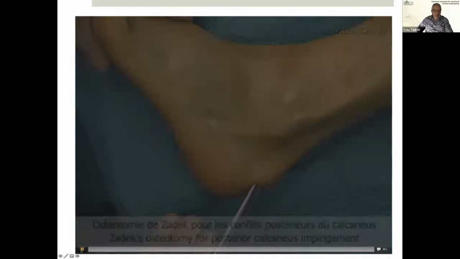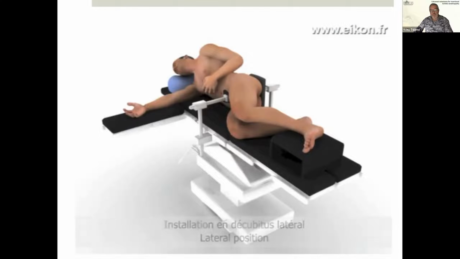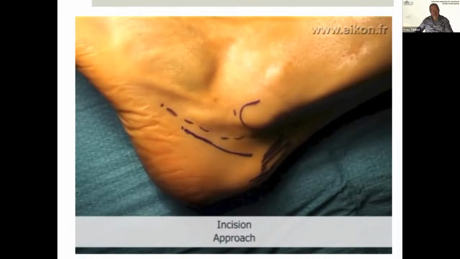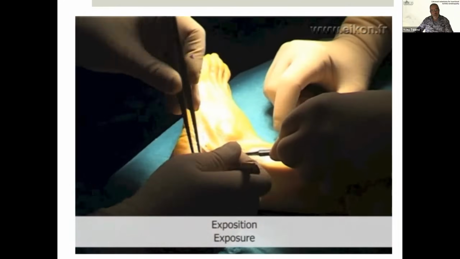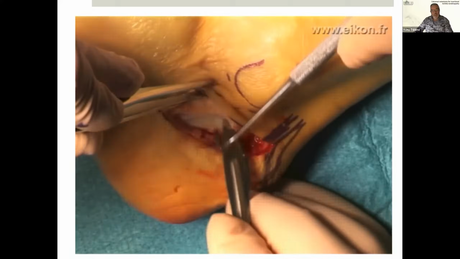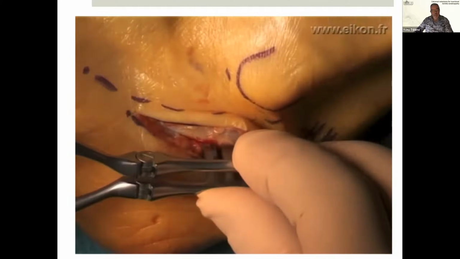So if I go back to the video, the patient is in the lateral position, except if you have to do some additional procedure, but we will discuss that later on. The incision is behind the sural nerve track, and so we go immediately to the bone, with no subcutaneous dissection, to avoid any cutaneous problem with the wound.